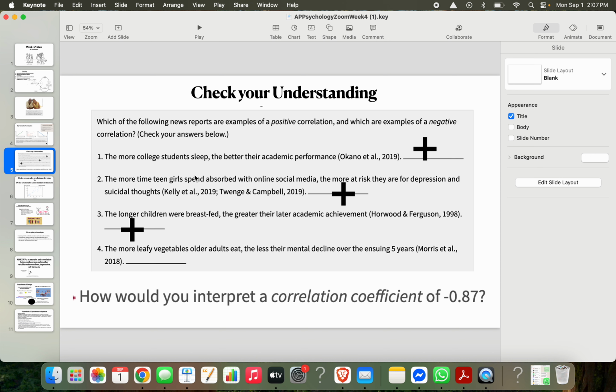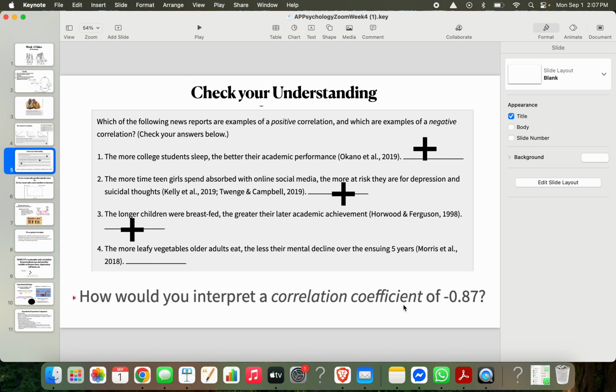So you can test yourself here, right? What are we seeing here? I even kept in the answers. The more college students sleep, the better their performance: positive correlation. The more teen girls spend absorbed on social media, the more at risk they are: positive. The longer children were breastfed, the greater: positive. The more leafy vegetables an adult eats, the less their mental health declines: should be negative, right? One goes up, the other goes down.